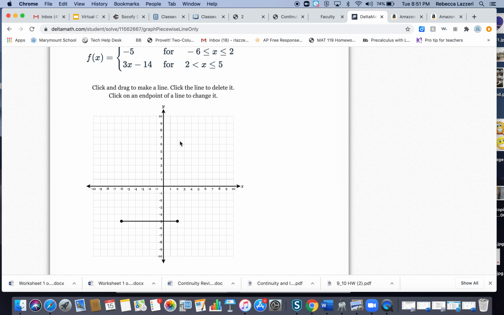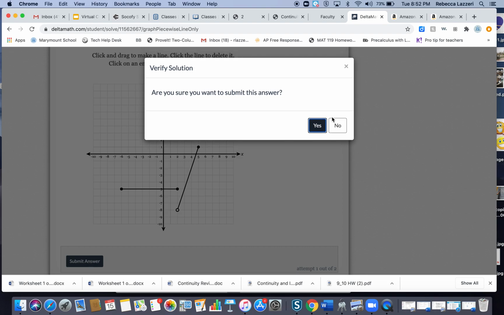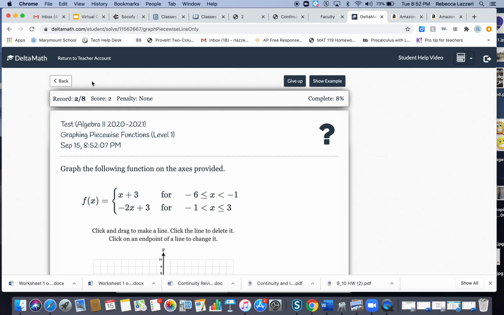And then I go to the other end, which is 5. If I fill in 5, I get 15 minus 14, which is 1. So I'm going to go from (2, -8) to (5, 1). When I go to 5, I actually land on (5, 1). It's a closed circle. This one is an open circle. And so let's submit our answer. Okay, let's go to the next problem.